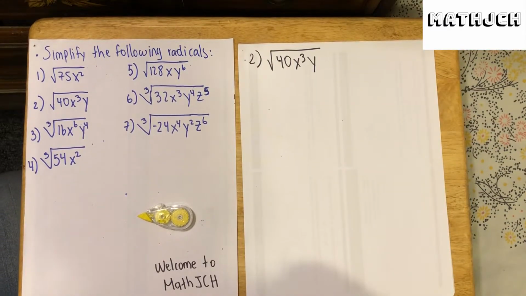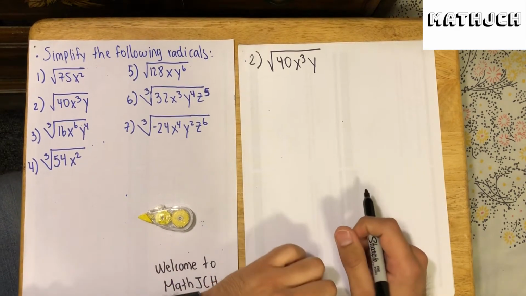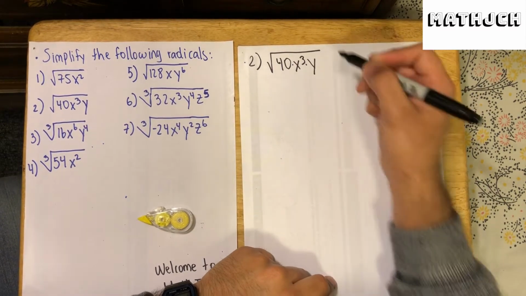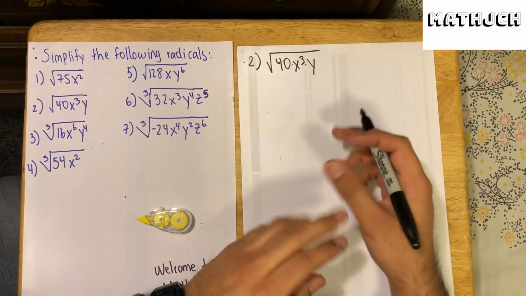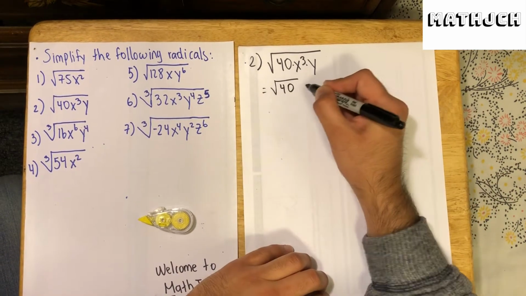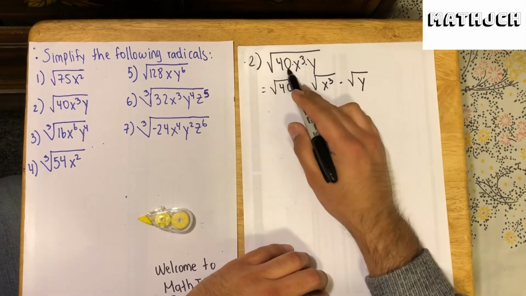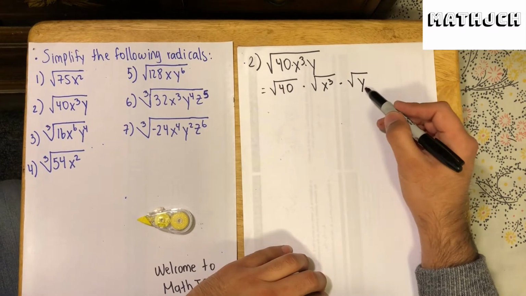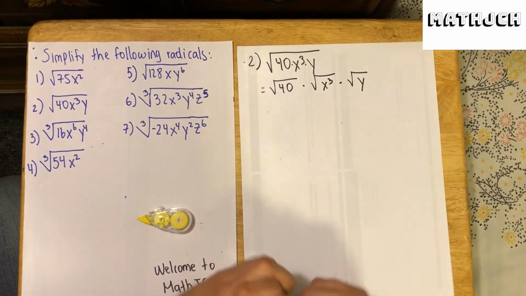For our second problem, we have square root of 40, x cubed, and y. Again, they're next to each other, so that means that they're multiplying. So the first step that we could take is to separate them, each one having its own square root. So 40 here, x power 3 here, and y here. Now, so how do we simplify a square root of 40?